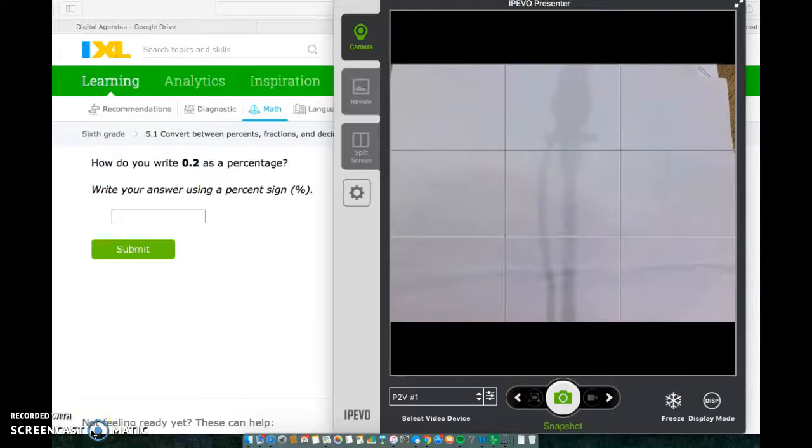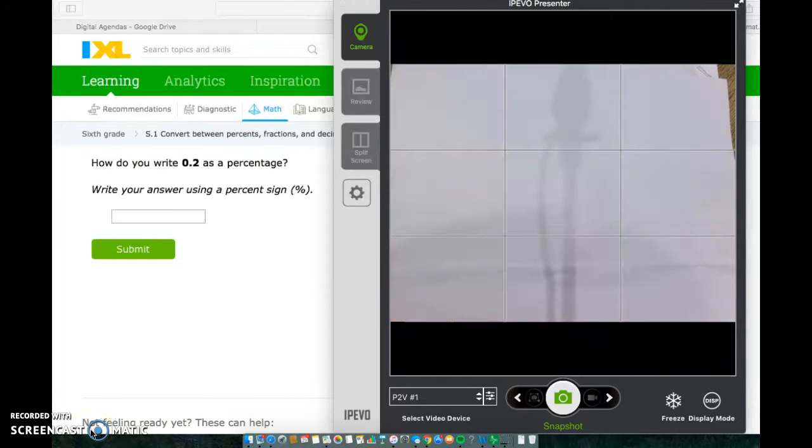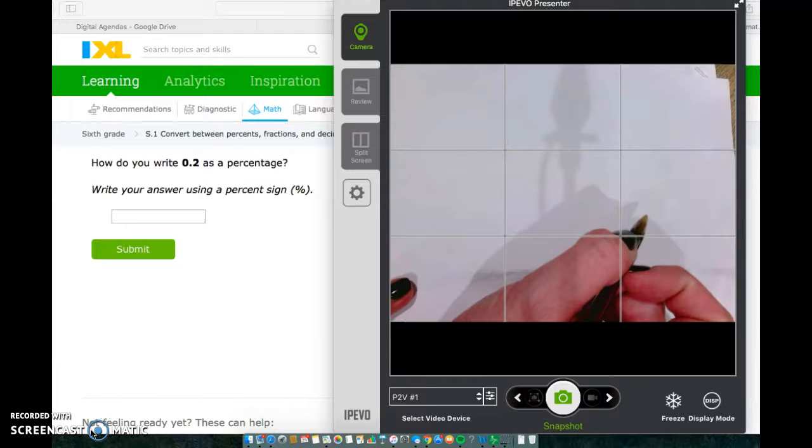Okay, I know this is not ideal how the screen is, but I wanted to be able to see the problem and the work that I'm showing, so we will deal with the fact that it is not so beautiful.